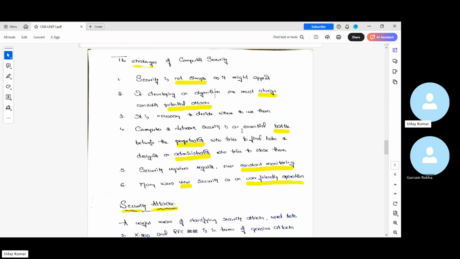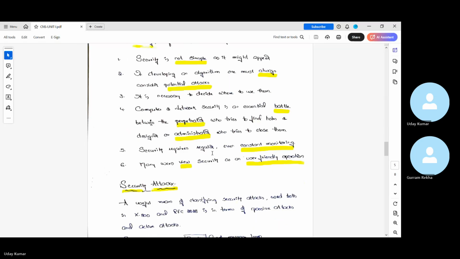Computer and network security is an essential battle between the perpetrator who tries to find the holes and a designer or administrator who tries to close them. So always the hacker tries to find ways to get into the application and get access to the application's data. And as an administrator or designer of the application, you have to make sure that the hacker is not getting access to that application, right?